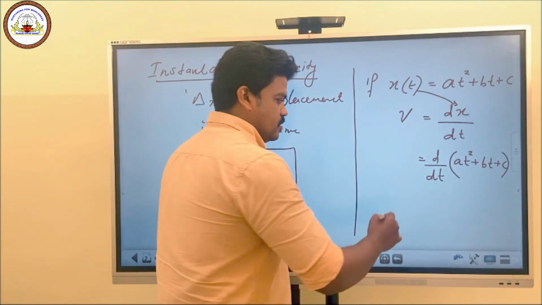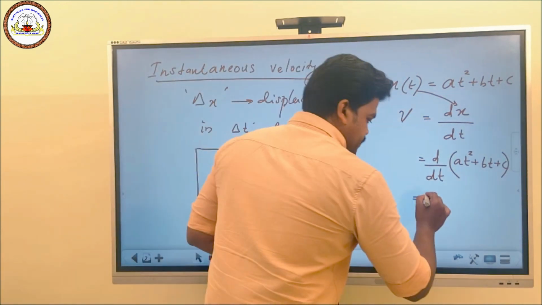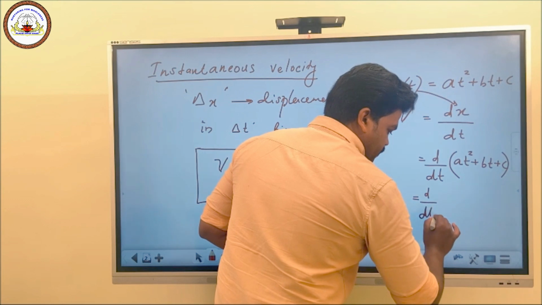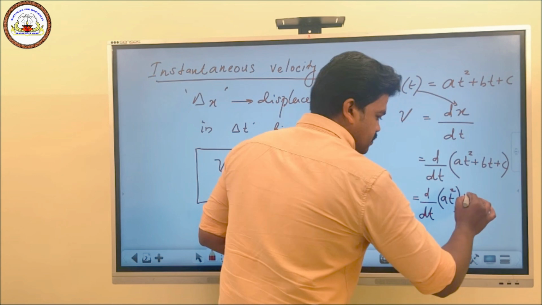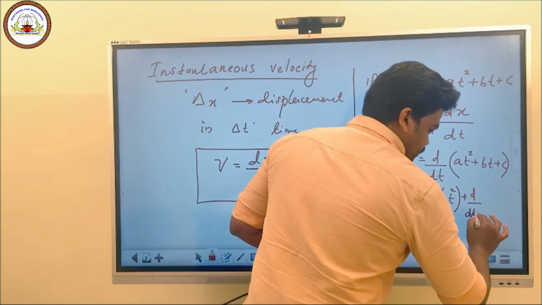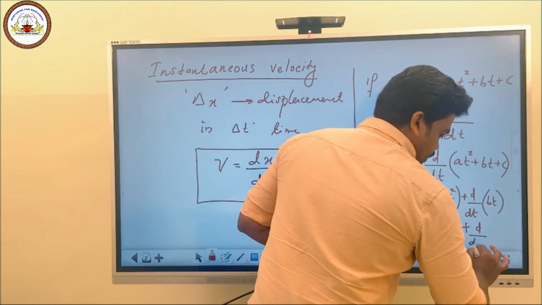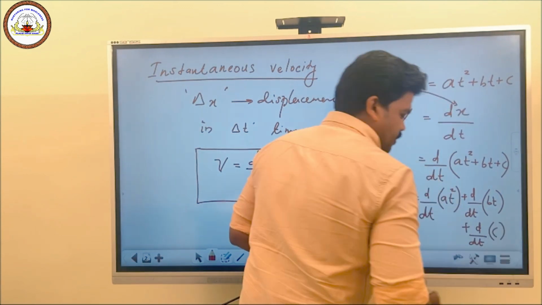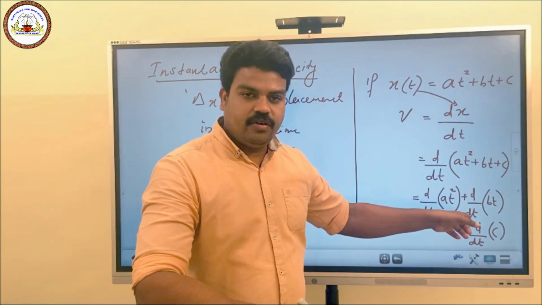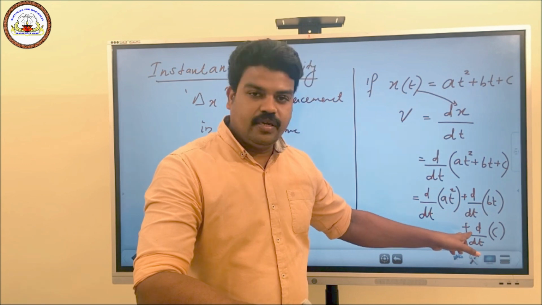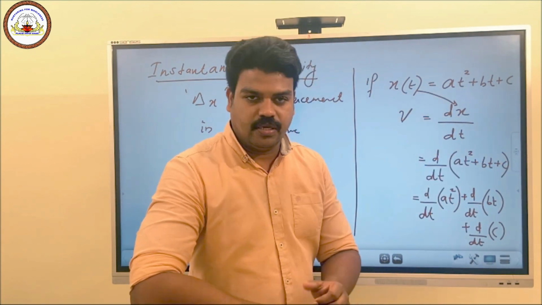The next procedure is, this can be written as d by dt of at square plus d by dt of bt plus d by dt of c. Just split the operator into three different terms.